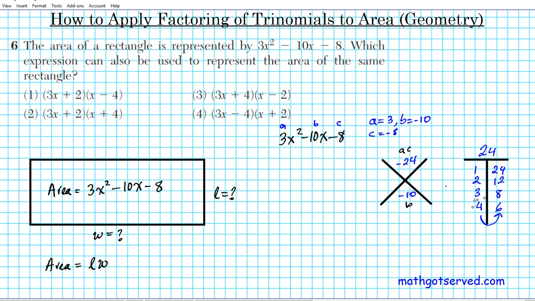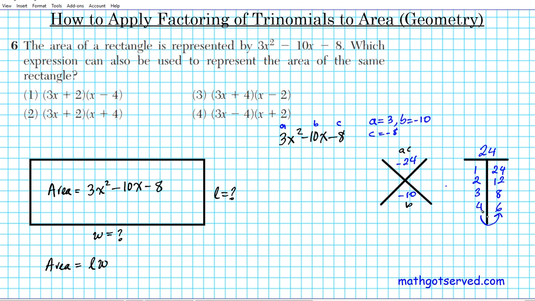Alright, so which pair of numbers gives us 10? Let's focus on the number first before the sign. Alright, so we have 1 and 24 gives us 23 or 25. That's no good. 2 and 12 gives us 10, which is good. 3 and 8 gives us 11 or 5. 4 and 6 gives us 10 or 2.